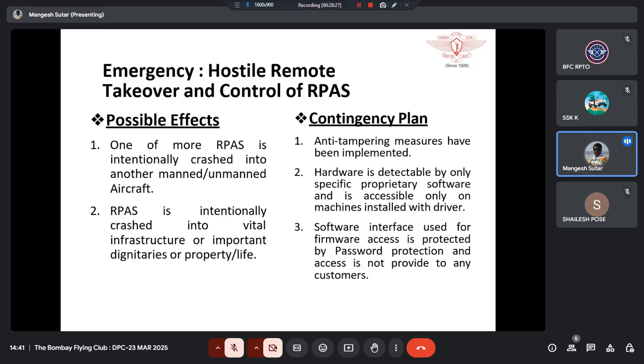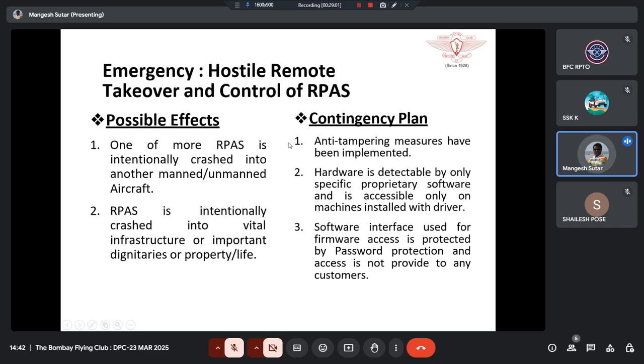But in certified drones, your RC and your flight controller are bound by some mechanism. Some software configuration is done so that no other remote can take control of your drone. Imagine it is an open standard, with no binding between the RC and the flight controller. Then I could bring any other remote controller and control your drone. That is a hostile remote takeover of the RPAS.